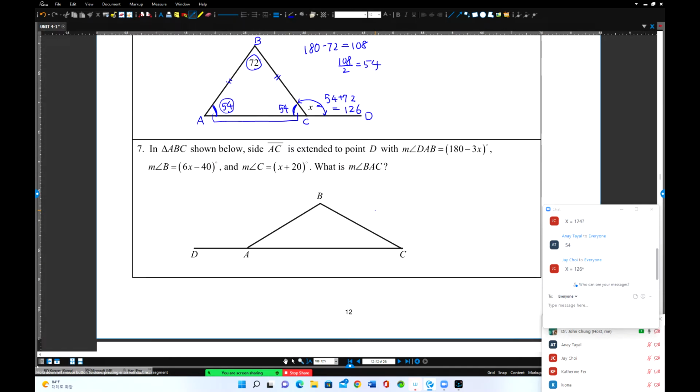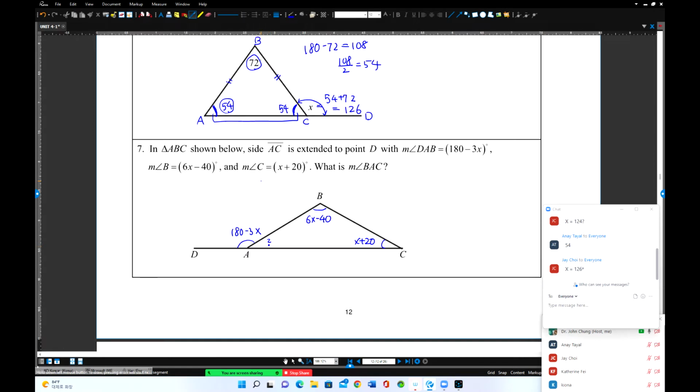Alright, try number 7 now. We have another kind of exterior angle. Side AC is extended to D. Angle DAB, this exterior angle, equals 180 minus 3X. Angle B equals 6X minus 40. And angle C is X plus 20. Find angle BAC, this angle.